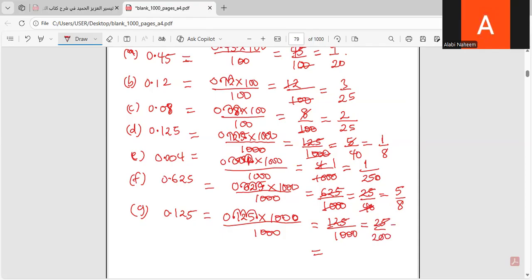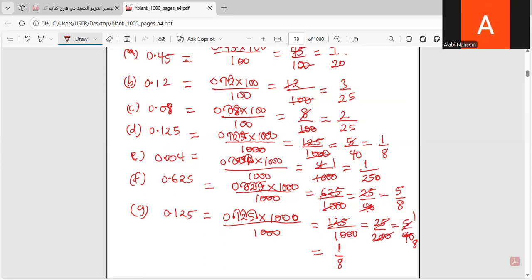25 divided by 5, that is 5. 200 over 5, that's 40. Then 5 here is 1. 5 in 40 is 8. So the final answer is now 1 over 8. So we've been able to simplify this fraction to its lowest term.